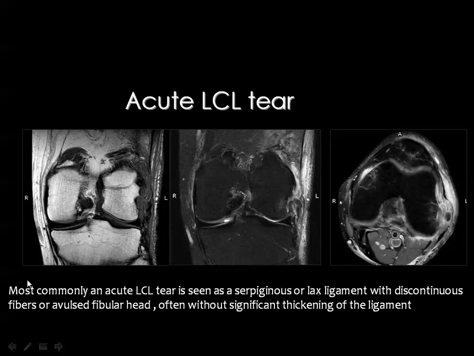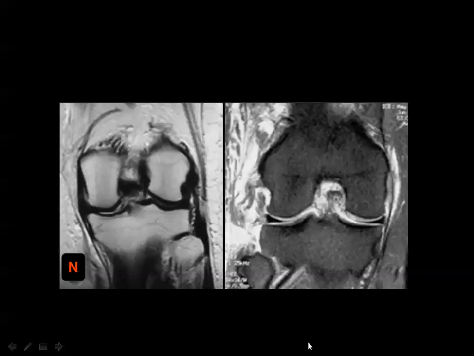You see, this is the fibula, and this is the site of the lateral collateral ligament. It should attach to the femoral condyle, but you cannot see this attachment, and you see this abnormal signal and corrugation of the ligament. And here the lateral collateral ligament is supposed to be there, but you cannot see the ligament at all, and you see instead some fluid signal at its anatomic site.